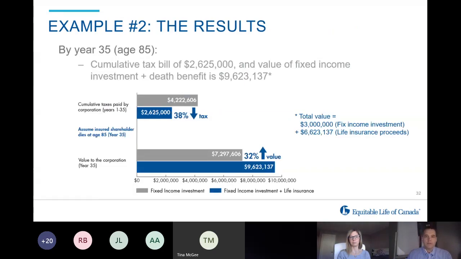This is what the results end up looking like when we mash it all together. We're going to pay $1.6 million less in tax, so we reduce the tax payable, or the wealth transferred, by 38%. And in the investment, you'll remember I had a balance of 7.2. Well, in the balance of the $3 million plus the $6 million in life insurance proceeds that are there, if I pass away and I don't get to enjoy this money, it's $9.6 million. So I'm going to transfer 38% less away in tax and increase my overall position by 32% while still having liquidity, access, and control of that money.